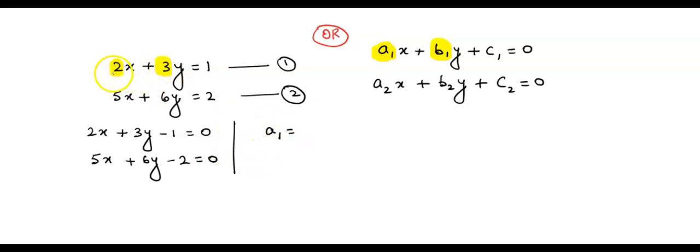From this we can compare their coefficients. Here x is the variable, 2 is the coefficient, y is the variable, 3 is the coefficient. So what is the value of a1? a1 is plus 2. What is the value of b1? b1 is plus 3.